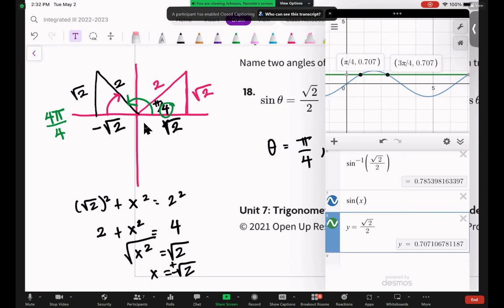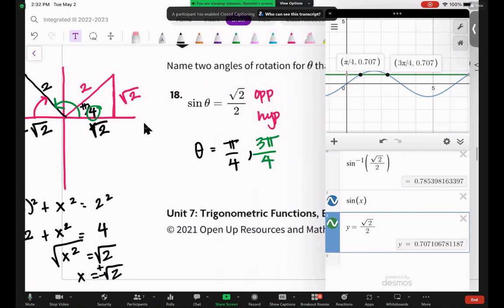right? As you can see, those are the exact numbers that I got. I got pi over 4 and 3 pi over 4. So this is one way to verify your answer. But that's not all the answers.